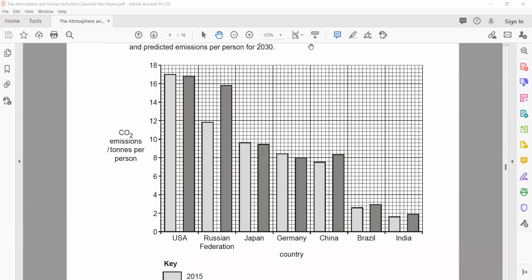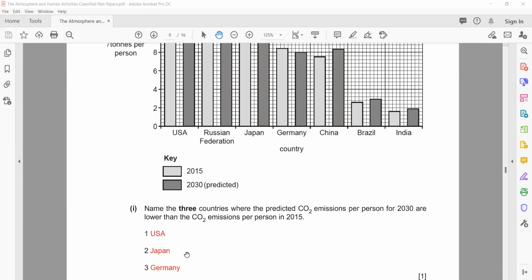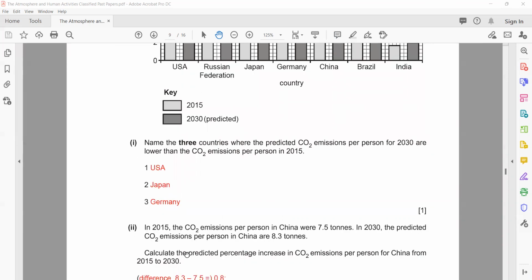See here, in which countries the predicted is lower. Here is lower, here is lower, here is lower. So which countries? You have Germany, Japan, and USA, because the gray is currently less and dark gray is predicted. So here you can see the three countries: USA, Japan, and Germany.